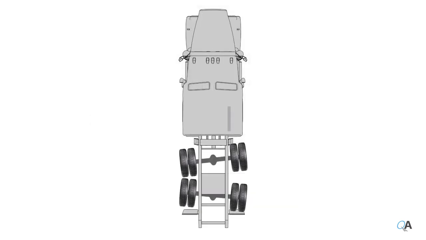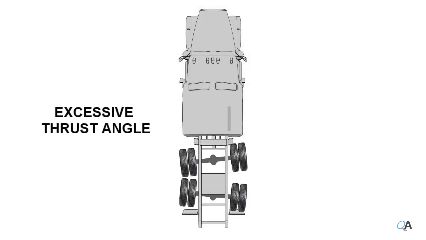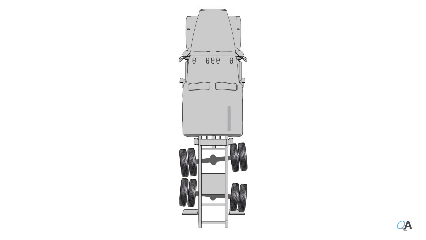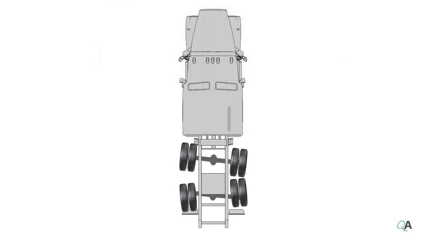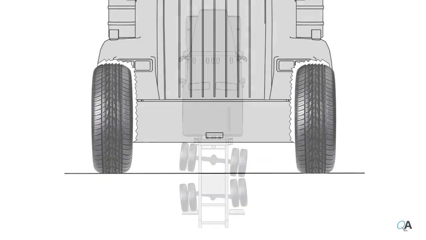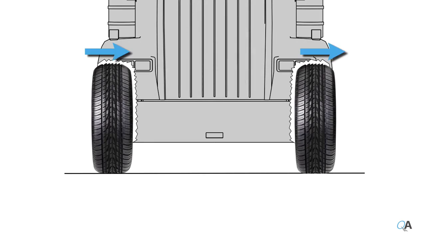An excessive thrust angle condition commonly results in a biased feather wear pattern of the steer tires. If the drive axle thrust angles tend to steer the vehicle toward the driver's side, the feather patterns in both steer tires will point toward the passenger side. If the drive axle thrust angles tend to steer the vehicle toward the passenger side, the feather wear patterns in both steer tires will point toward the driver's side.